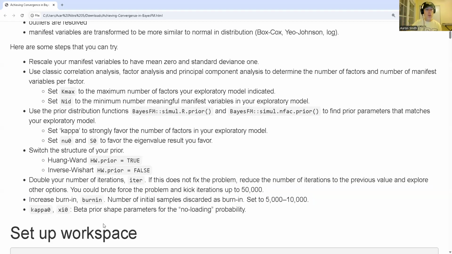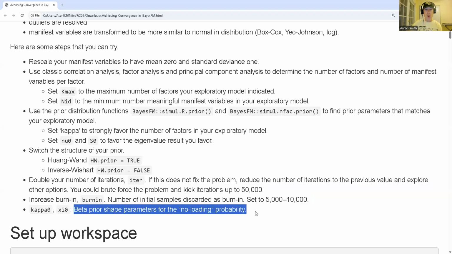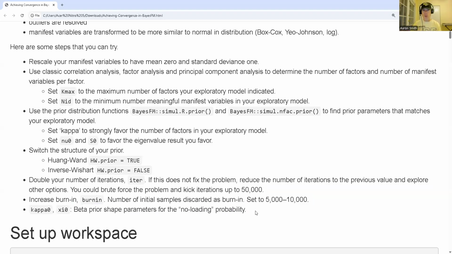We can also adjust the beta prior shape parameters for the no loading probability. And so here, once again, increase the variance of what's going on to try and set it up so that our data can speak without having the prior fight what the data is saying.